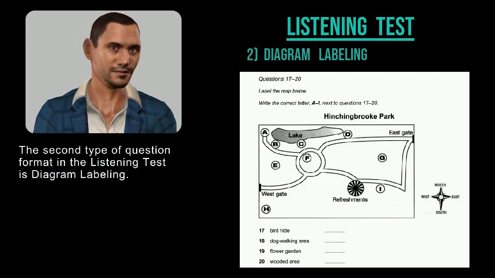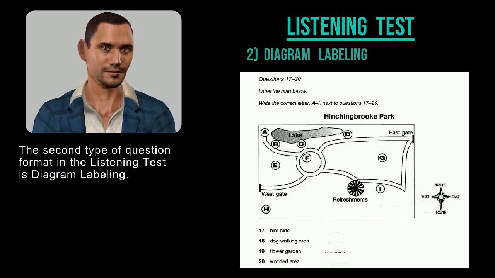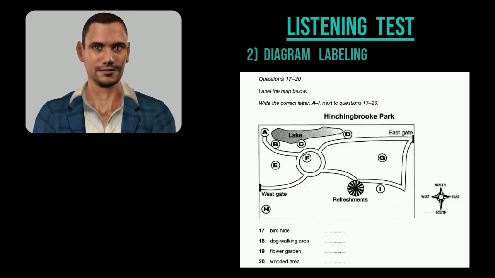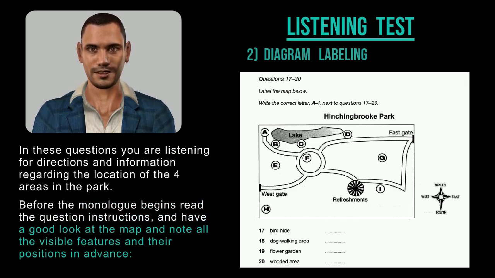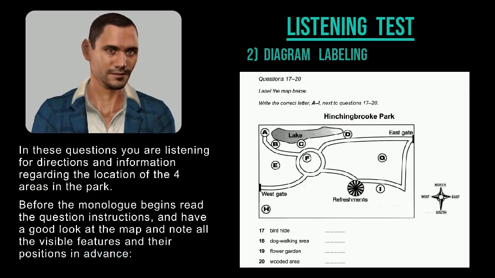The second type of question format in the listening test is diagram labeling. In these questions, you are listening for directions and information regarding the location of the 4 areas in the park. Before the monologue begins, read the question instructions and have a good look at the map and note all the visible features and their positions in advance.